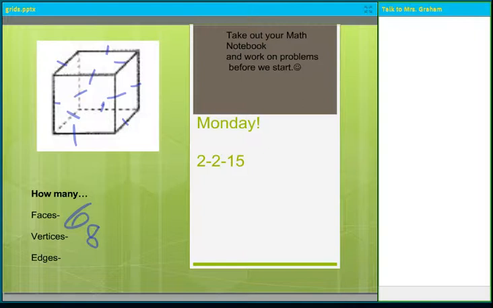Beautiful. Love it. The edges are all those lines. You got it. So there are 12 edges. Excellent. 12 edges, 8 vertices. So if you get the number 8, you're counting the corners. Those are the vertices, or vertex. Okay? Excellent. Well, that was just a little bit of a review from the last couple weeks.